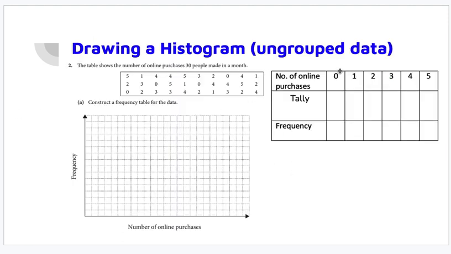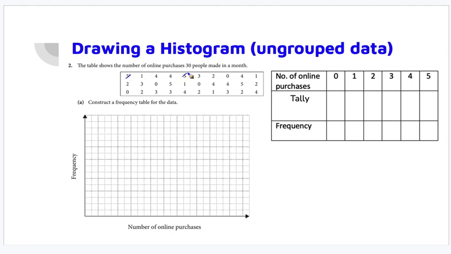Let us now take a look at how we draw a histogram. Before we can draw a histogram from a raw set of data, we need to draw up a frequency table. This histogram is for ungrouped data, which means there are no ranges of values. Now we do the tally. We cross out the value to keep track of it.